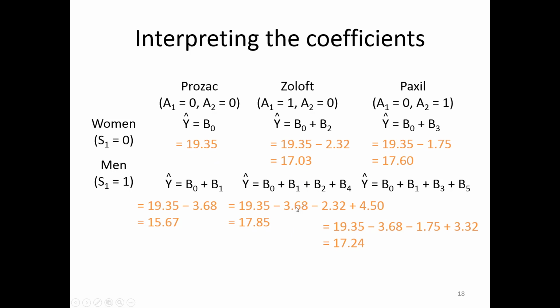So if we're trying to think of where the interaction might be, it looks like for men, Prozac leads to lower depression than the other two, Zoloft and Paxil. Whereas for women, we have 19 versus 17 and 17.6. So for women, Prozac led to higher levels of depression.